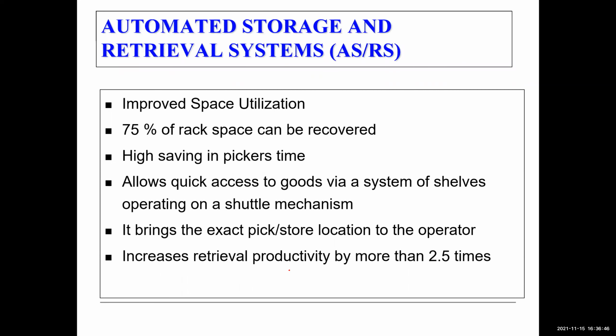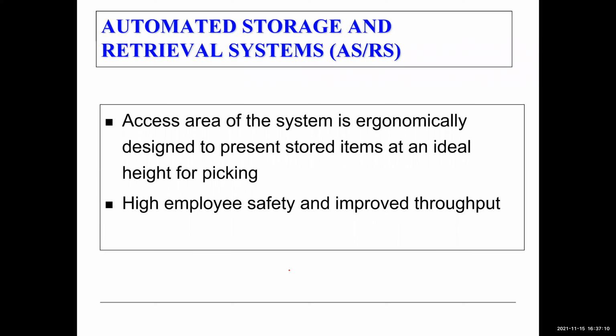Automatic storage and retrieval systems improve space utilization. 75% of rack space can be recovered. High saving in pickers' time, allowing quick access to goods via a system of shelves operating on a shuttle mechanism. Bringing the exact pick store location to the operator increases retrieval productivity by more than 2.5 times. The access area of the system is ergonomically designed to present stored items at an ideal height for picking, with high employee safety and improved throughput.